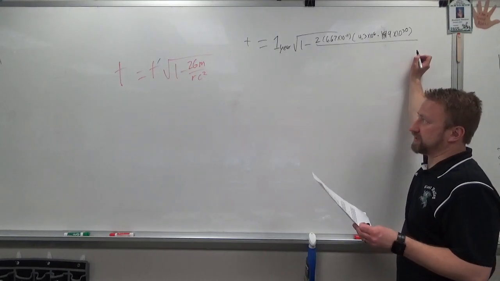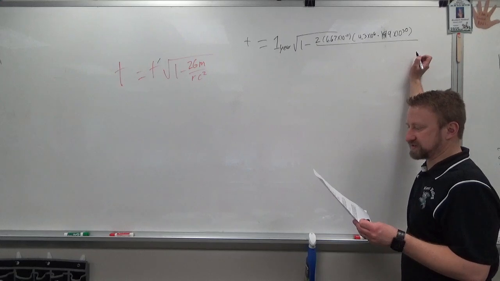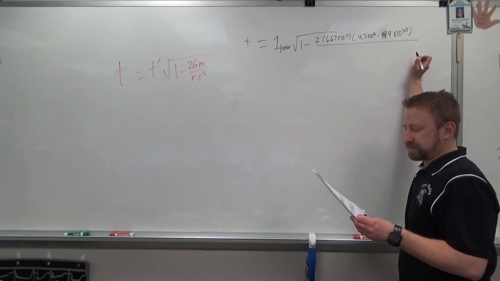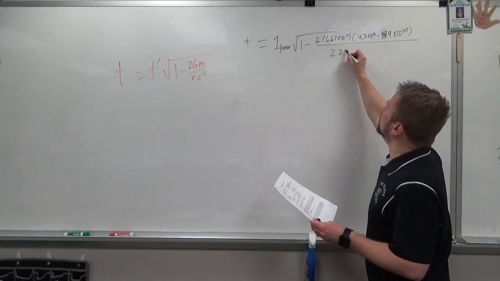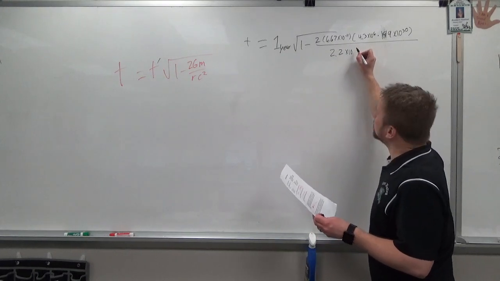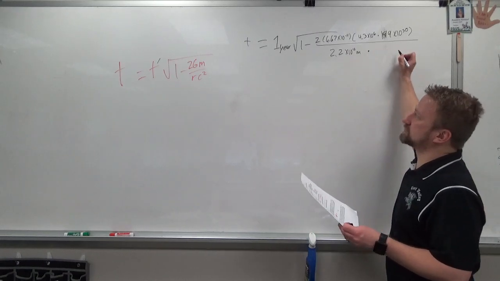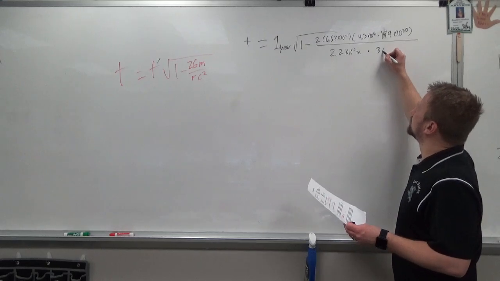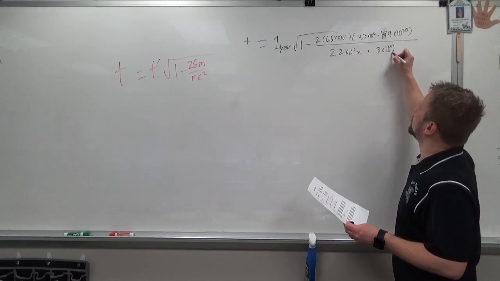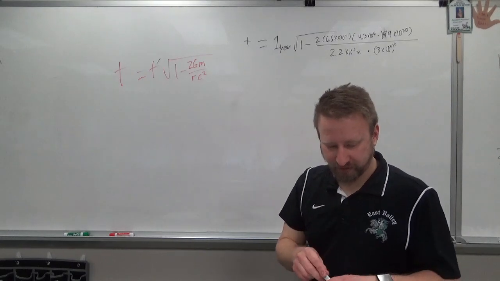Alright, so now we're going to divide by the radius times c squared. The radius is on our problem, it's 2.2 times 10 to the 10th meters, times 3 times 10 to the 8th squared. Okay.